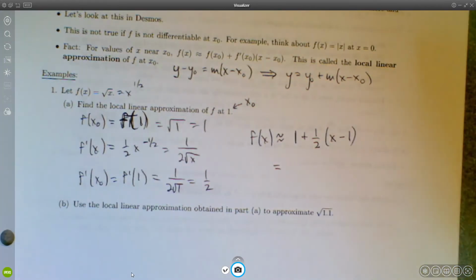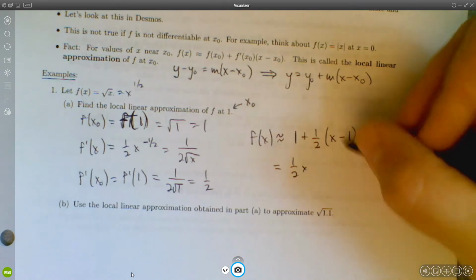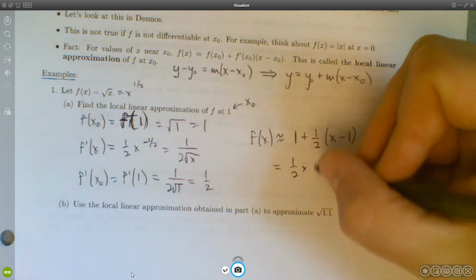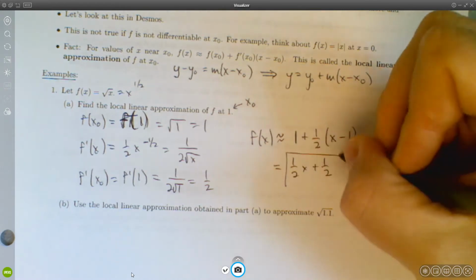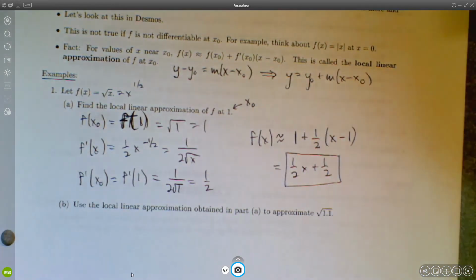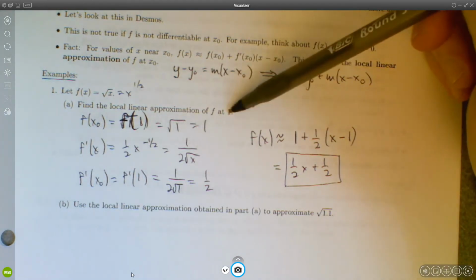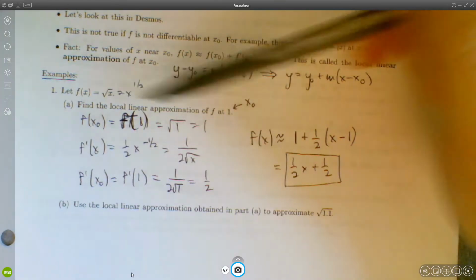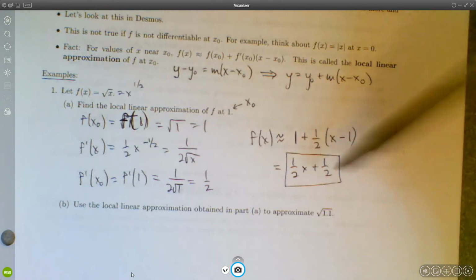And we can simplify this. This is going to be 1/2 x, and then minus 1/2. 1 minus 1/2 is 1/2. So there you go. There's the local linear approximation. So in other words, what we're saying is that as long as x is really, really close to 1, square root of x is going to be approximately equal to 1/2 x plus 1/2.